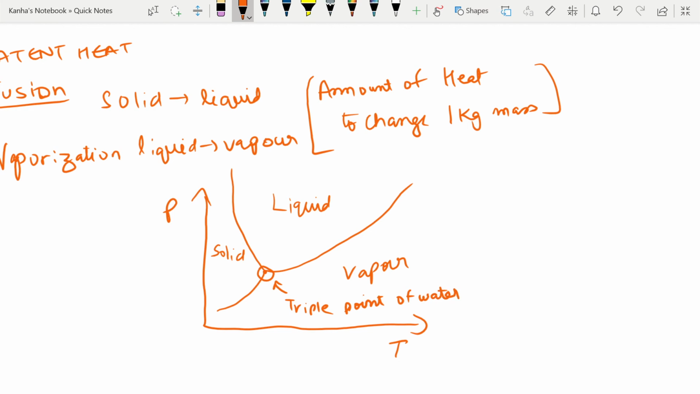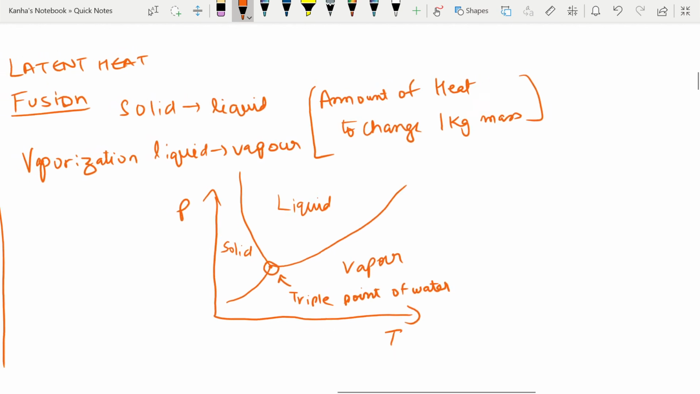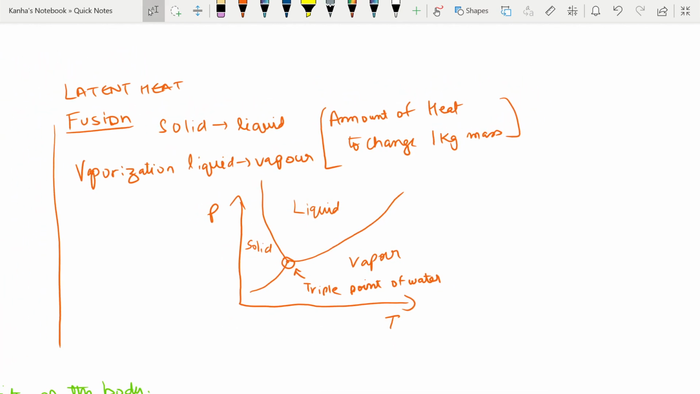Okay, at the triple point, solid, liquid, and vapor phases are all existing at equilibrium. This is the only thing that you need to remember from here, because sometimes they give you a question, then they say triple point of water is this much, and then you need to evaluate several things.